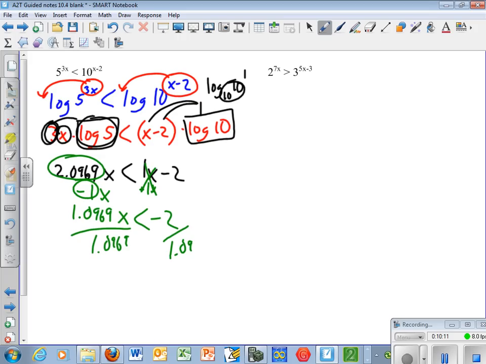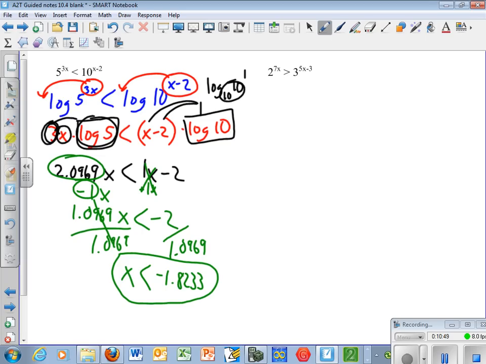Divide by 1.0969. Okay? Just remember with inequalities, if you ever divide by a negative, you've got to reverse the symbol. If you actually do that on your calculator, negative 2 divided by 1.0969, we get x is less than. Now we can't really use our approximate symbol here because of the inequality sign, but I would round off to 4 decimal places. You could test it on your calculator and do the division there, but you should get x is less than approximately negative 1.8233.